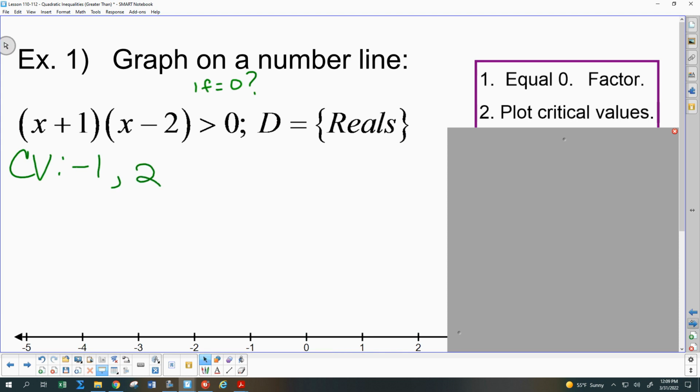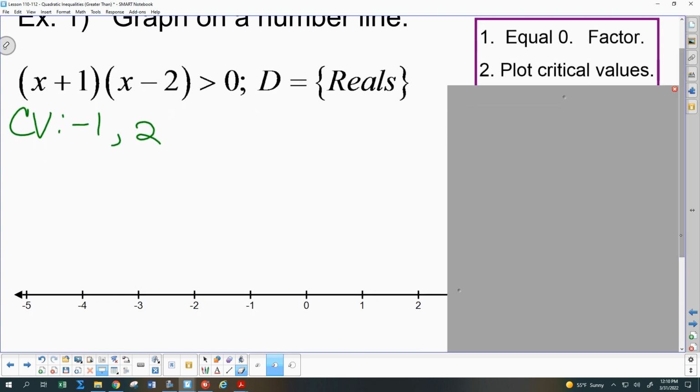Now we're going to get rid of that "if equal to 0," because we know that they aren't. This is an inequality. Then when we say plot the critical values, that means I want you to draw a vertical dotted line through those two values on the number line. Does not have to be with a straight edge, but make it look reasonably nice.